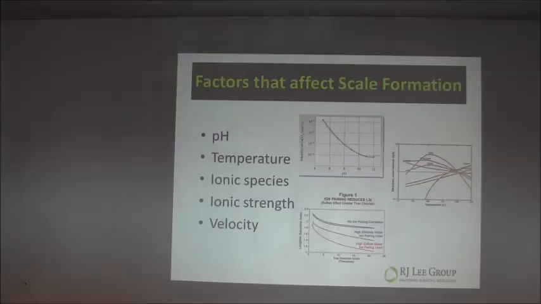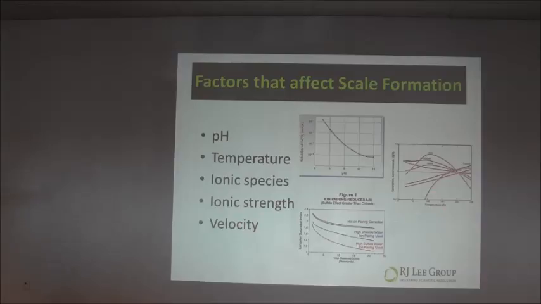I won't spend too much time on this because Steve kind of covered it already. There are some factors that affect scale production. pH: you can see this is a solubility curve for calcium carbonate. You can see as pH goes up, the solubility goes down by orders of magnitude. Sometimes the pH can affect these things a whole lot. And I suspect that Pat will be talking about this a little later.